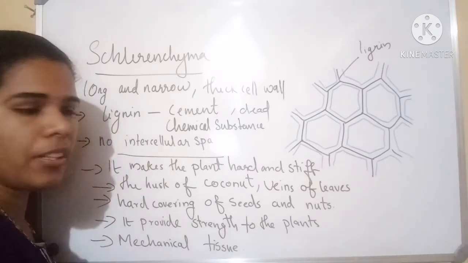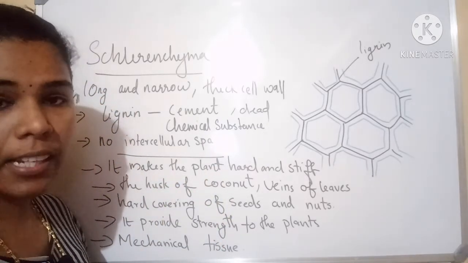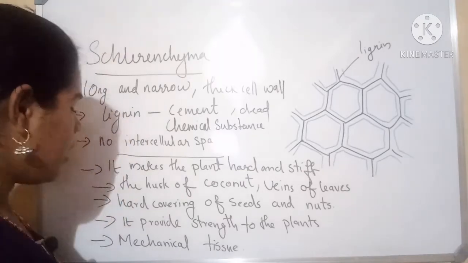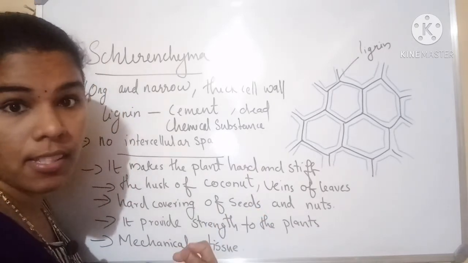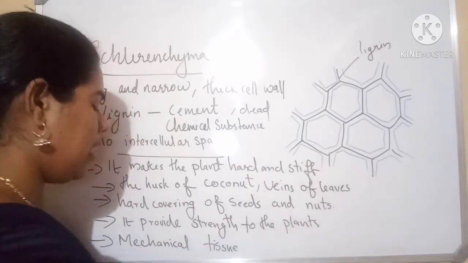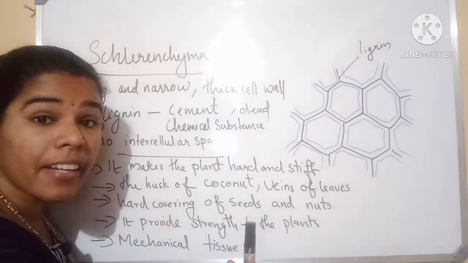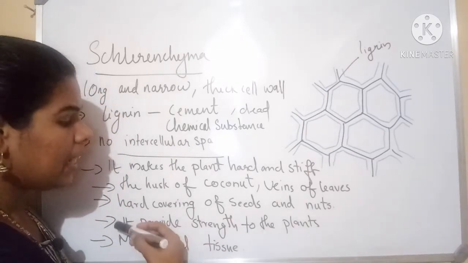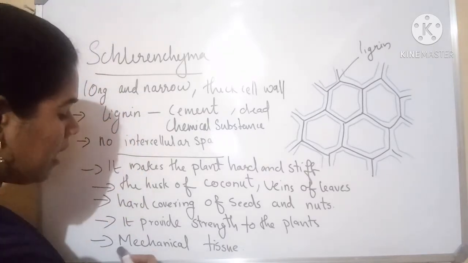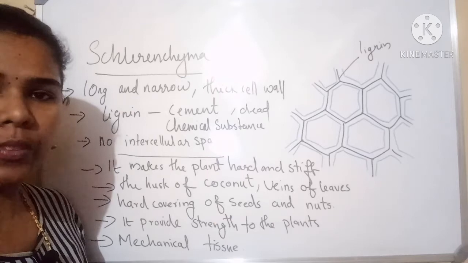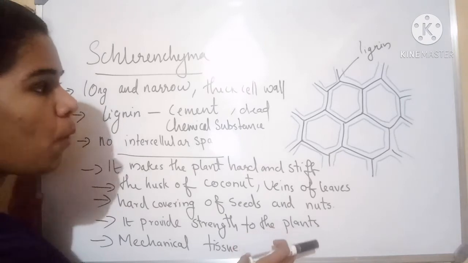These are the common features of sclerenchyma. So next one, the function. It makes the plant hard and stiff, and it is present mainly in the husk of coconut, the veins of leaves, and the hard covering of seeds and nuts. It provides strength to the plants. That's why it is called a mechanical tissue. It provides mechanical support. So this is very important.